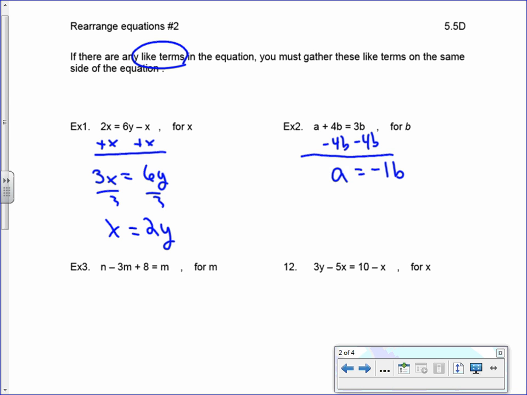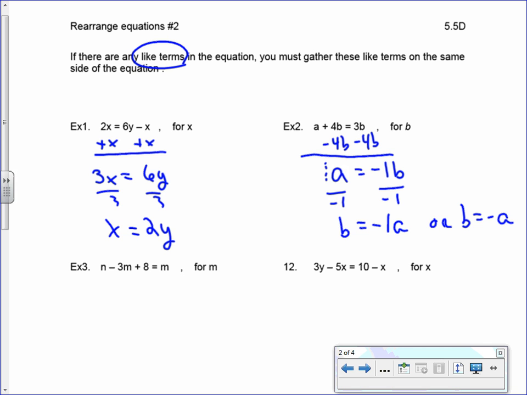Okay? 3b minus 4b is negative 1b. If I said solve for a, you'd be done. Yes? But since I said solve for b, what do you have to divide by? Negative 1. Divide by negative 1. And so that's an understood 1. 1 divided by negative 1 is negative 1. You can also write that with just negative a. That's acceptable without that 1 in there. Okay?